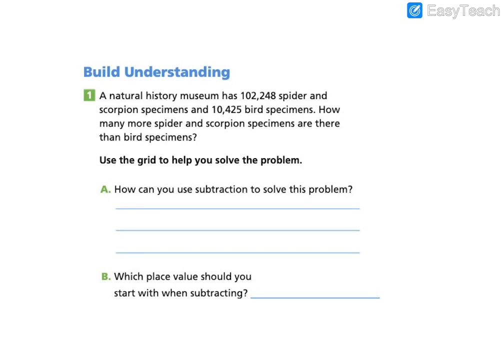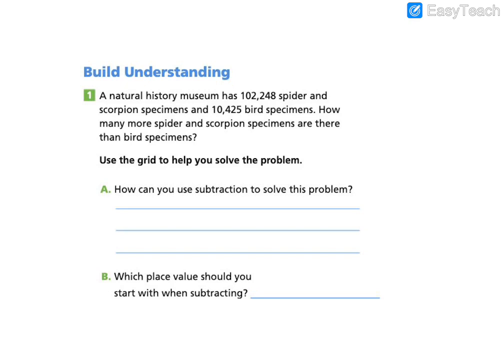A natural history museum has 102,248 spider and scorpion specimens and 10,425 bird specimens. How many more spider and scorpion specimens are there than bird specimens? Use the grid to help you solve the problem. Before even solving the problem, the question wants us to answer, how can you use subtraction to solve this problem?